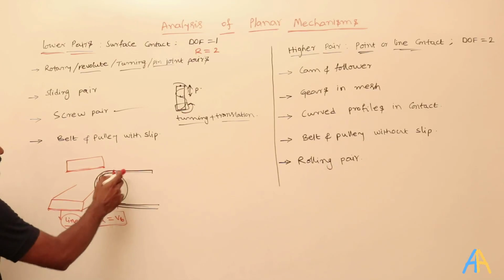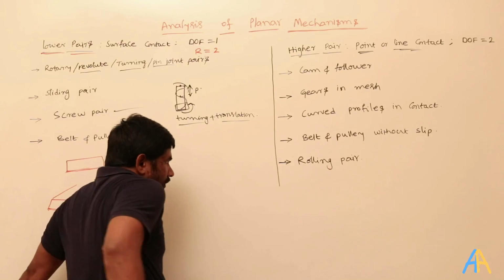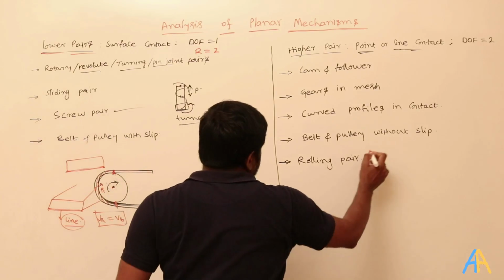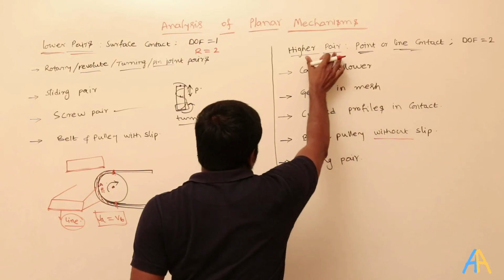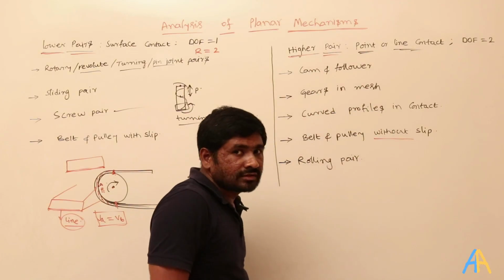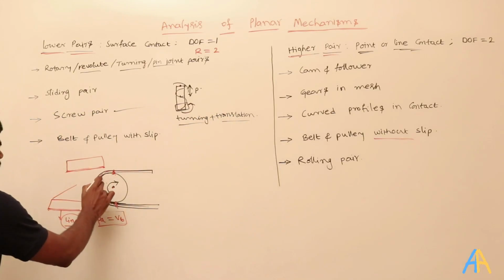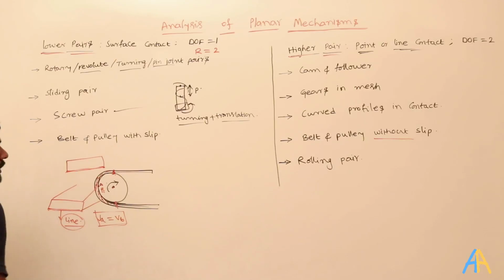Higher pair means the pulley and belt. So that is why, when the belt and pulley are without slip, it will be treated under the higher pair. But if the belt and pulley are with slip, then what happens? Recall the definition of the kinematic pair, kinematic link. What is the kinematic link? There should be relative motion between those two.